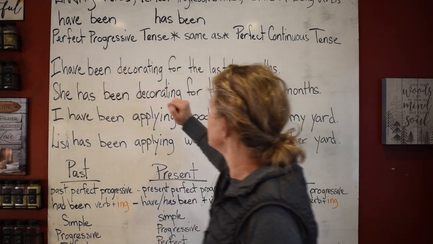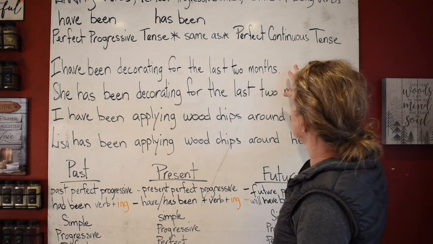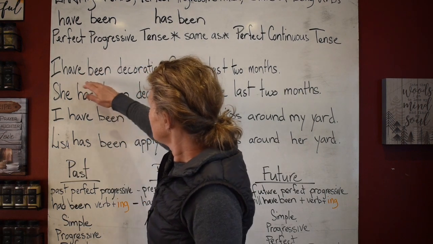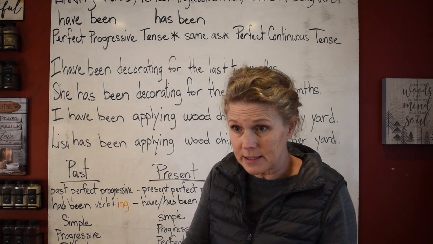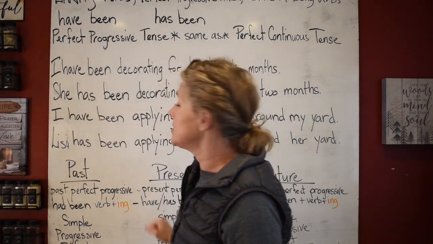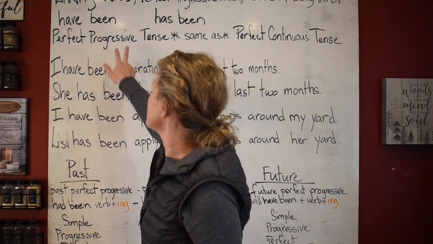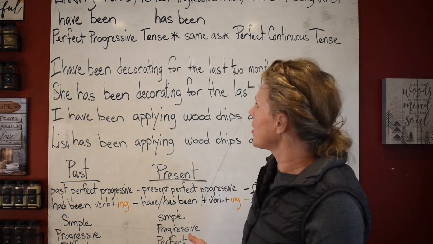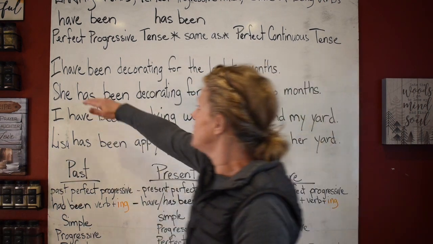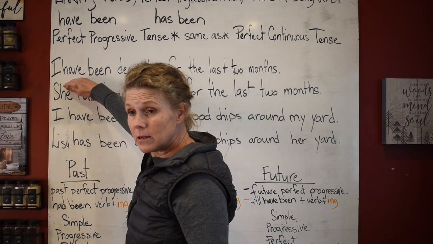Let's look at the very first sentence. I have been decorating for the last 2 months. Now we have have, which is your present tense verb, been the perfect, it's keeping you in the perfect, and then look, decorating is in the progressive. But what does this mean? I have been decorating. This is present tense.